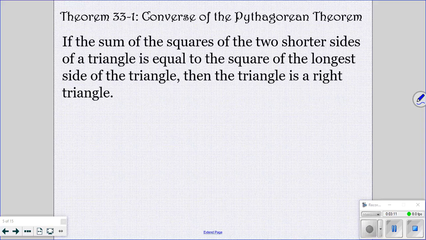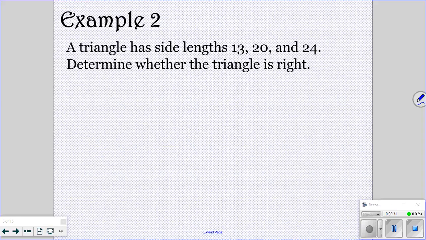This is saying, we know that we can use that on a right triangle. This is saying if the two legs, if a squared plus b squared does equal c squared, then that means that you do have a right triangle. So it's basically going backwards from the original Pythagorean theorem.